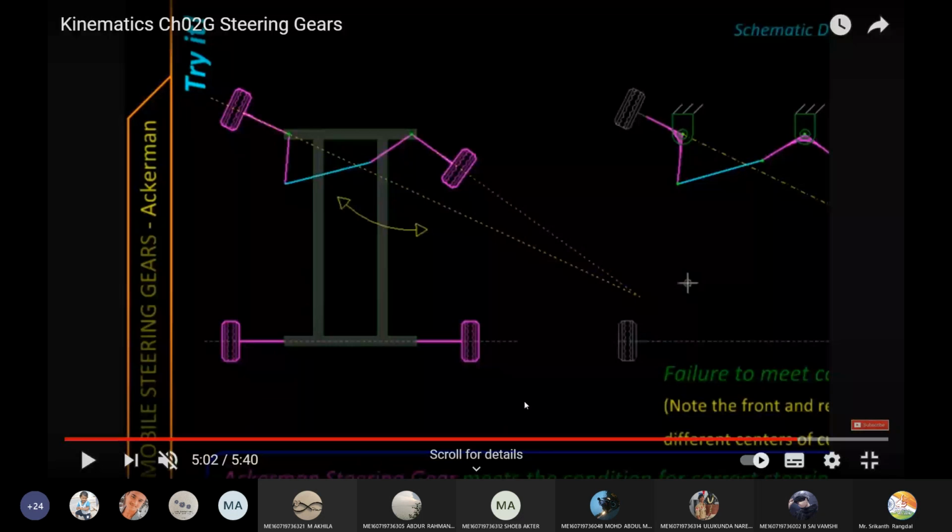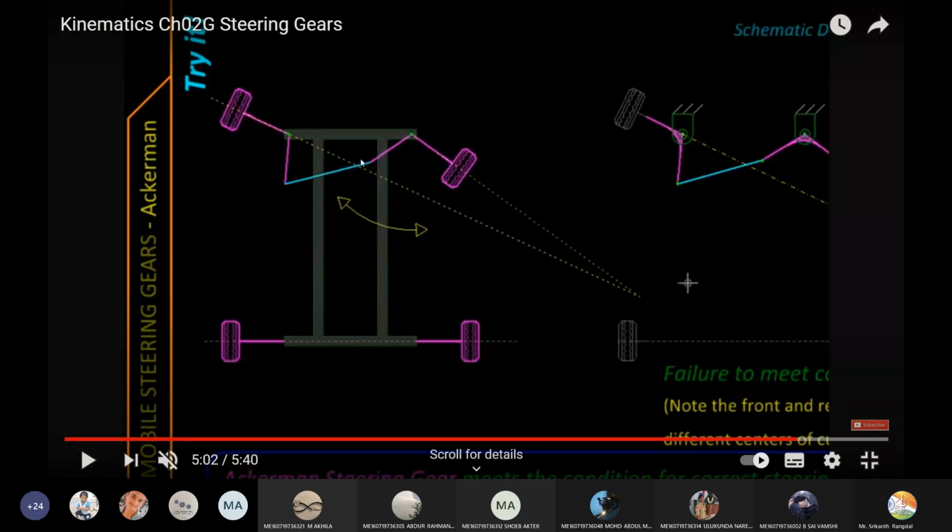Ackermann steering gear mechanism is not an exact steering mechanism. Mathematically, there is no proof for this. So we can call the Ackermann steering gear an approximate steering gear. What do we call it? Approximate steering gear.